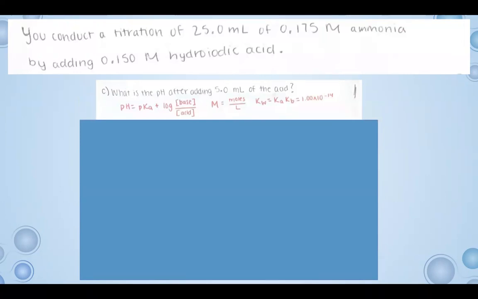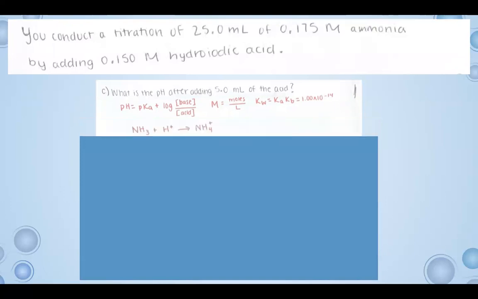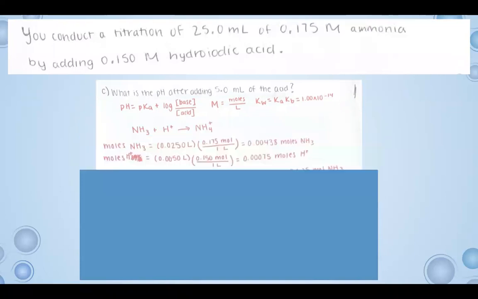Equations we're using are the Henderson-Hasselbalch equation, where Ka is the acid dissociation constant, molarity equals moles over liter, and Kw, the equilibrium constant, is equal to Ka times Kb, which is equal to 1 times 10 to the negative 14. So we write out our equation, NH3 plus H+ gives NH4+, and then we find the number of moles of both reactants, NH3 and H+.